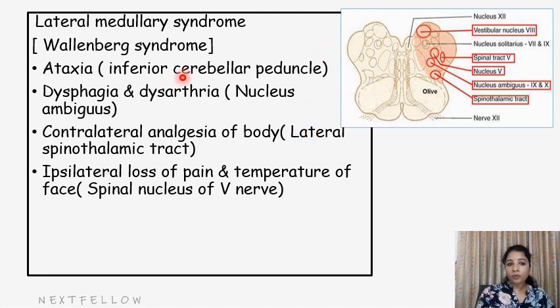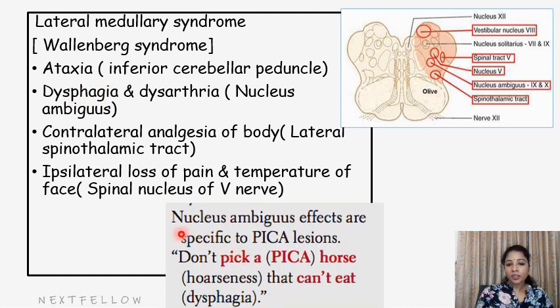So here we can see the structures affected in lateral medullary syndrome: the vestibular nucleus, so there will be ataxia, loss of balance, and also the inferior cerebellar peduncle, and the spinal tract of the trigeminal nerve, so there will be loss of pain and temperature on the face, ipsilateral, the same side. Then the nucleus ambiguus, causing dysarthria and dysphagia, so there will be hoarseness of voice and dysphagia, not able to swallow. Here you can remember a small abbreviation: nucleus ambiguus effects are specific to the posterior inferior cerebellar artery.